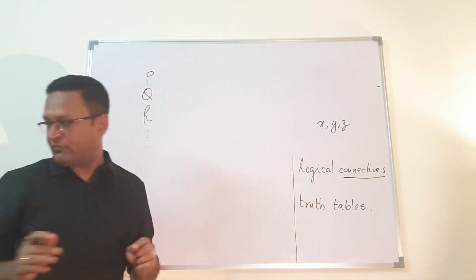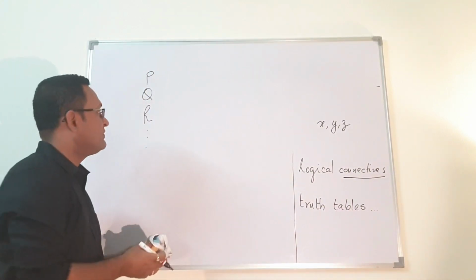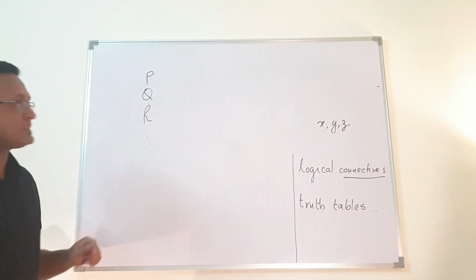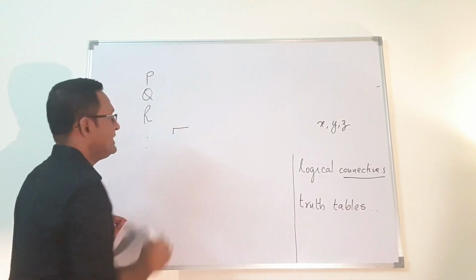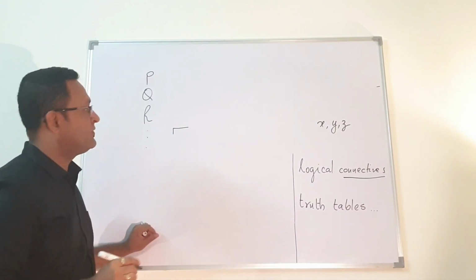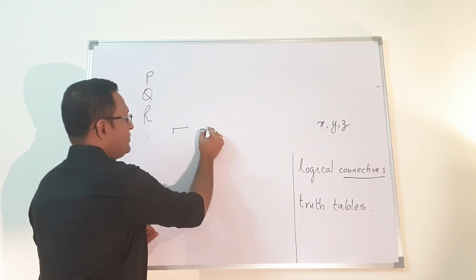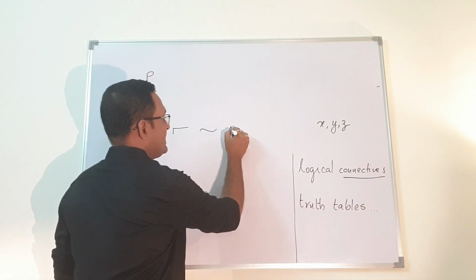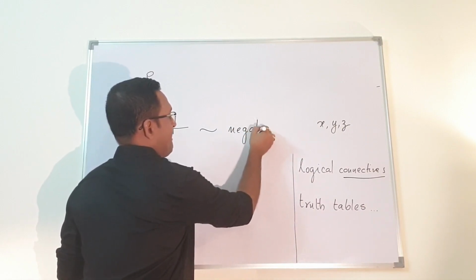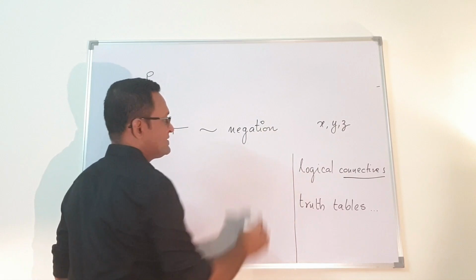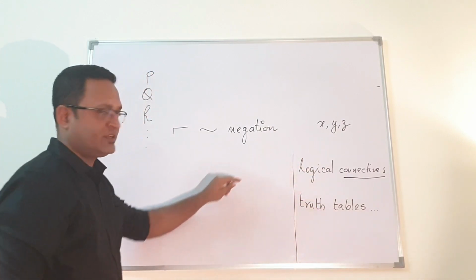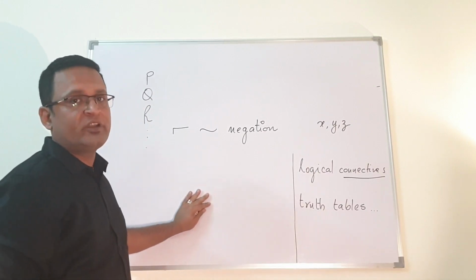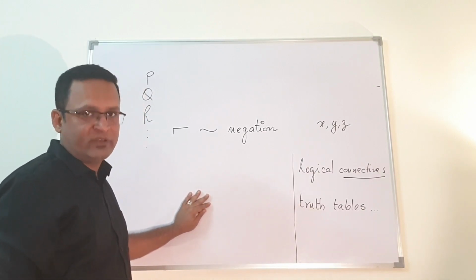Now in logic, in this course, we will be using the following convention. You must be aware of this sign. This sign is basically used as negation. In our book, you will find this sign. This is the sign for negation. So I am telling you the signs of the logical connectives. If P says that today is Wednesday, then negation of P will say today is not Wednesday, or it is not the case that today is Wednesday, right?